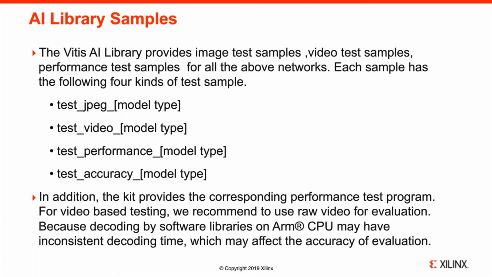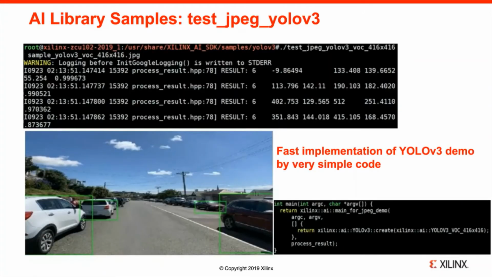Let's see an example of how we use these high-level APIs to deploy a YOLOv3 and run with this test JPEG API with a single image input. So we could first look at the bottom right. Because these are high-level APIs, the code is pretty structured. All we need to define here is the name of the network, which is YOLOv3.